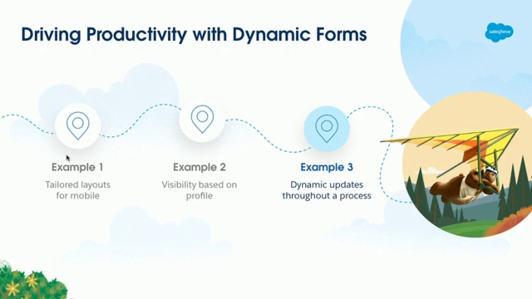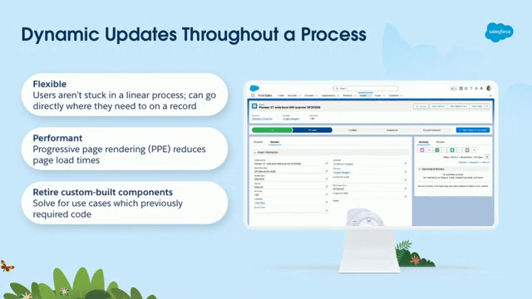Thanks, Sprinkle. For our last example, I'm going to talk about tailoring the layout based on where someone is in a process. Now, there are a number of ways you can do this, right? There are a number of different tools. You have Flow available. There are other ways you can update a layout based on a process.